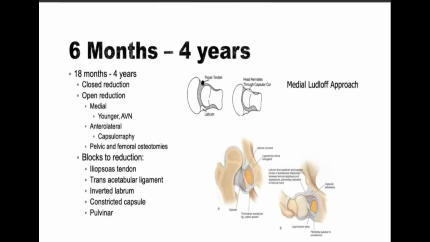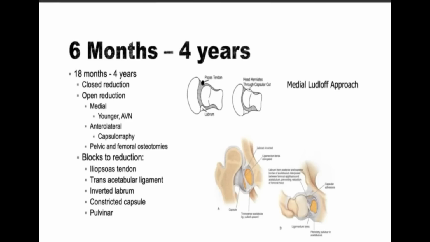The other thing is that we've got to think about what's causing our blocks to reduction. If you're not able to get a hip reduced through a closed reduction, there's some testable items that show up as the reasons for a block to reduction. That includes the iliopsoas tendon, which sits in the anterior aspect of the hip and can constrict the capsule. The transverse acetabular ligament, which is at the bottom of the acetabulum, can be a little bit hypertrophied. You can have a constricted capsule, which prevents your reduction. You can have the fibrofatty tissue called pulvinar.